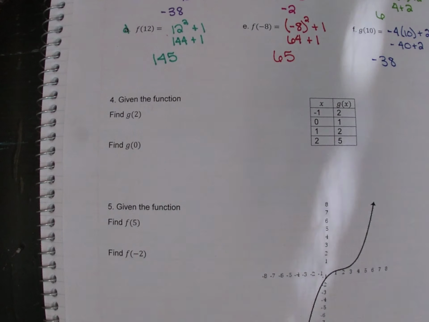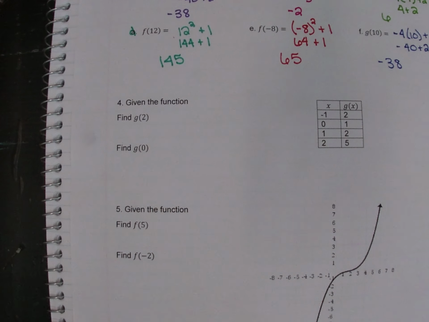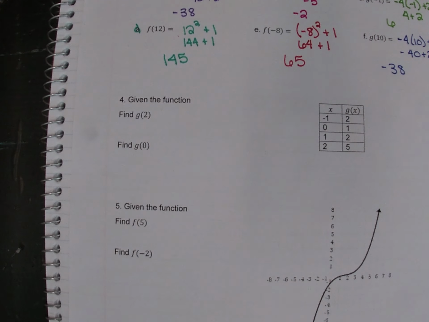If we look at number 4. Given this function, we now want to evaluate. So now instead of being given a function rule, all we're given is a table. Ooh. Okay, so we can still do this if we understand what this means.